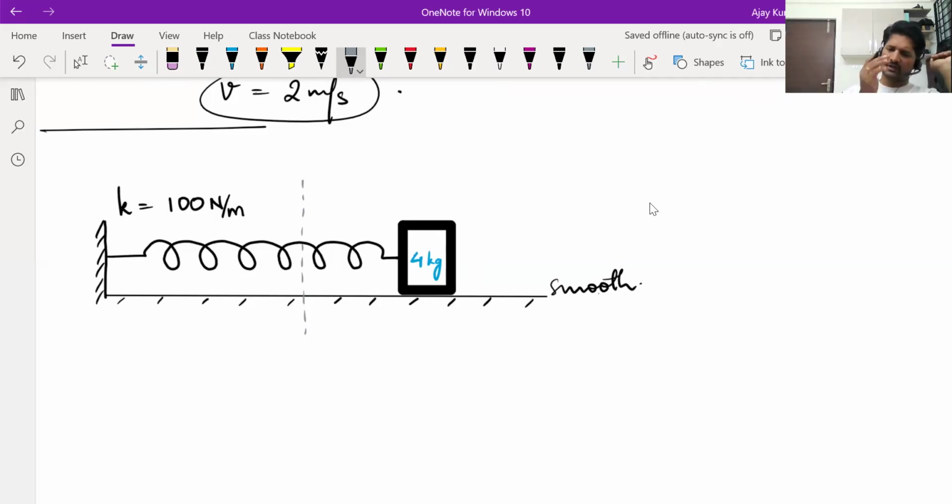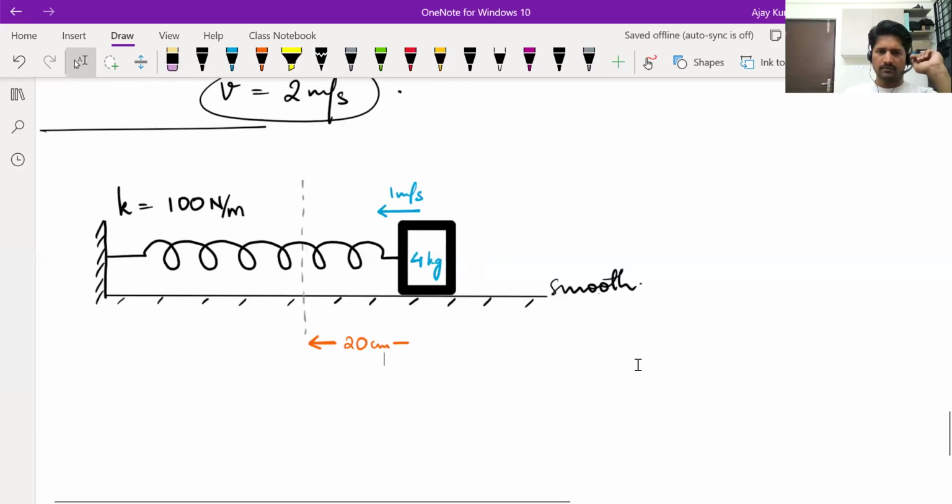Okay, let's say the block was already in the process of coming back. So the block has a velocity, let's say 1 meter per second already. And the spring is still stretched by 20 centimeters. Fine, let it still be stretched by 20 centimeters.